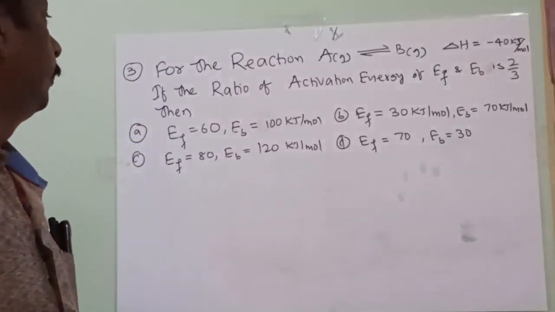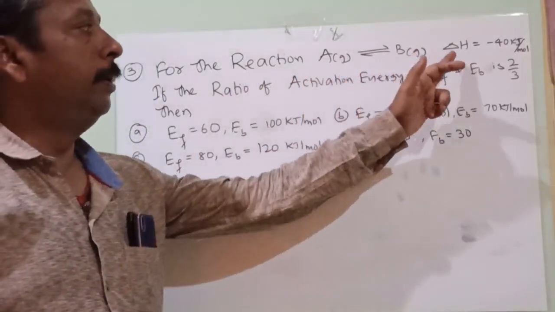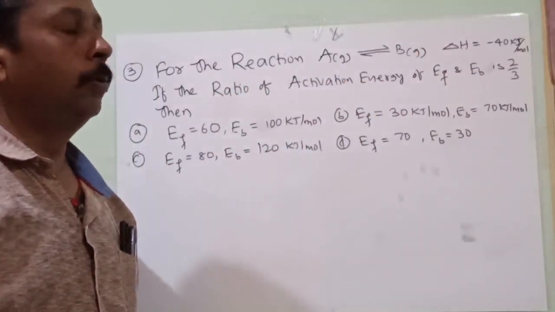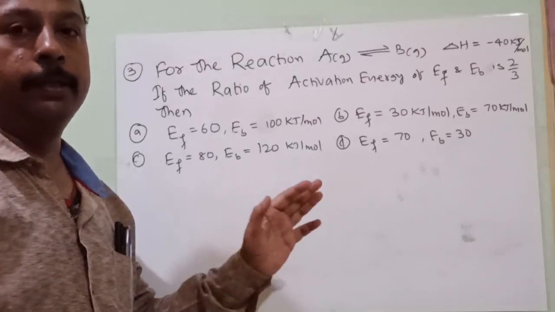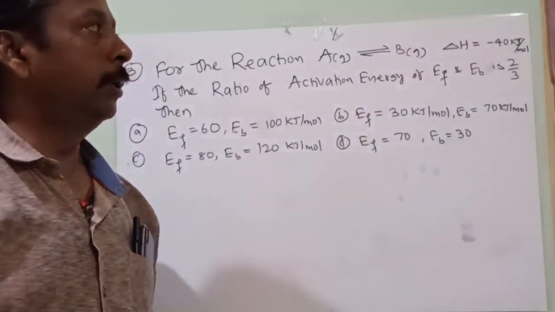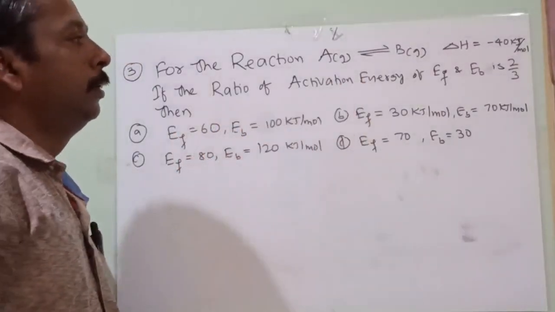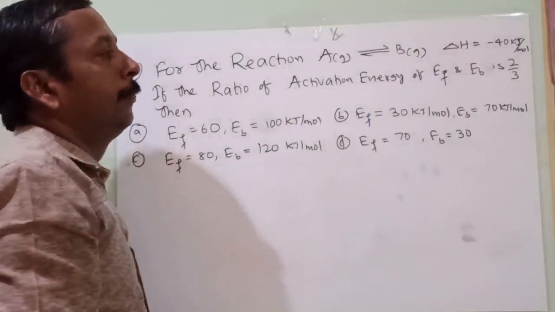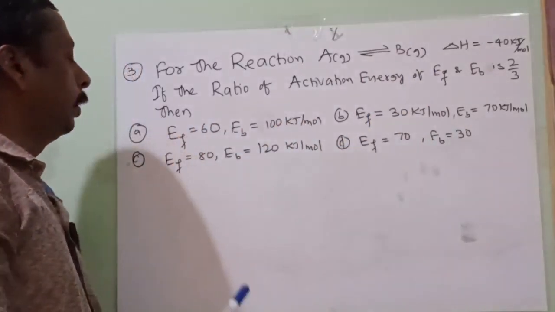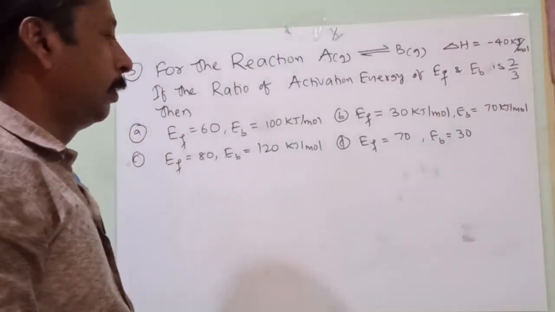Okay, now the next, the third question. For the reaction A gas reversible B gas, delta H is equal to minus 40 kilojoules per mole. This is a reversible reaction, and for the forward reaction it is minus 40 kilojoules per mole. And the ratio of activation energy of the forward reaction EF and EB is 2:3. Then EF and EB you have to find out. Okay, so this is the question.